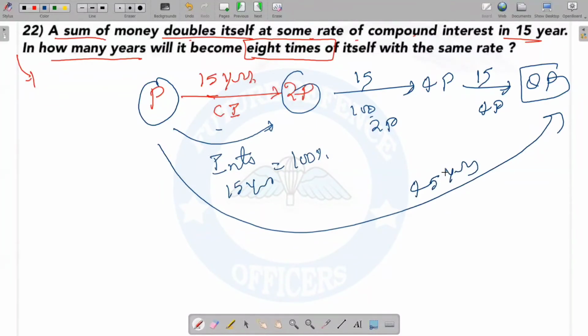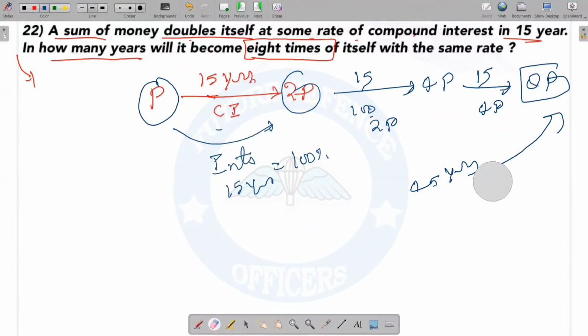Now I will modify the question. I want everyone to solve this question where the amount became 8P, but the interest was simple interest. How much time will it take? Everything is the same, just change the word compound to simple. Now everyone solve. If the question is for simple, by that you will get the difference between both of them.